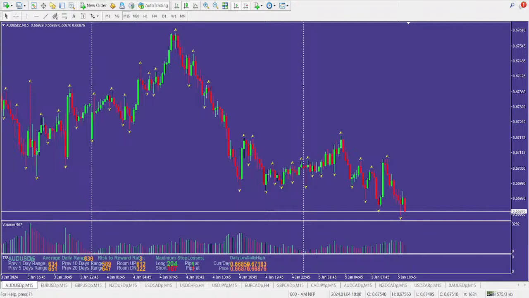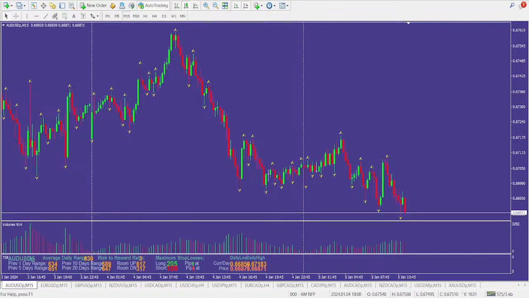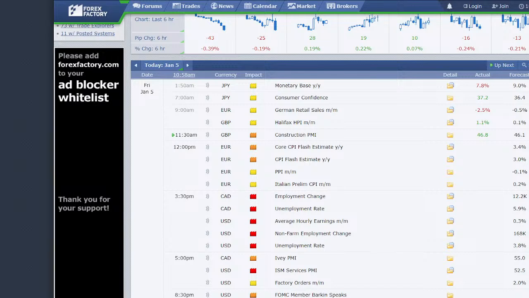Okay, so today is 5th of Jan 2024, and as you can see, we've got NFP happening today. High impact news on CAD: we've got employment change, unemployment rate, and on USD, obviously, we've got NFP, average hourly earnings, and unemployment rate. So we're going to analyze our USD and CAD currency pairs, looking for our supply and demand levels so we can obviously trade NFP coming up later this afternoon like smart traders.